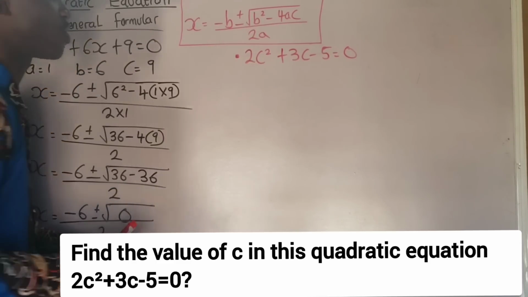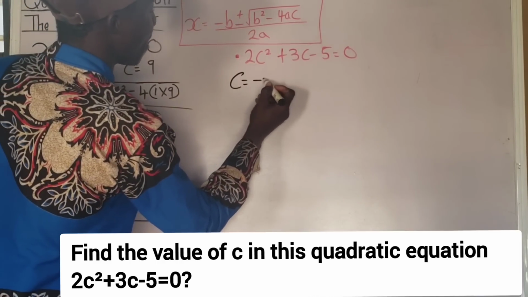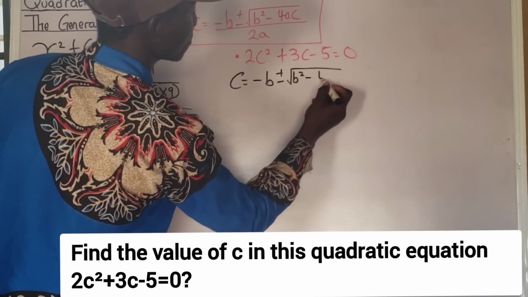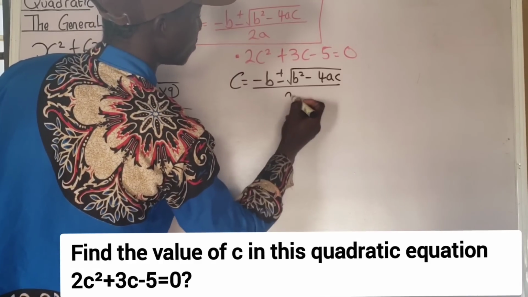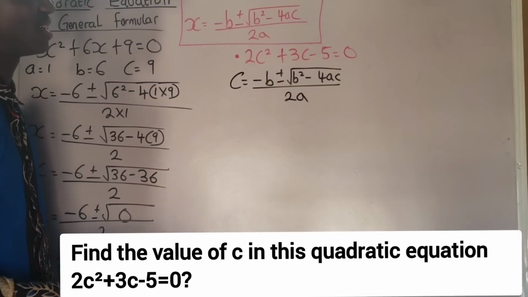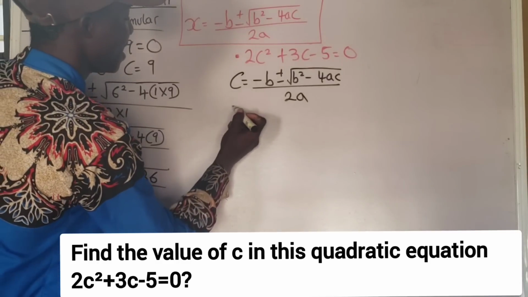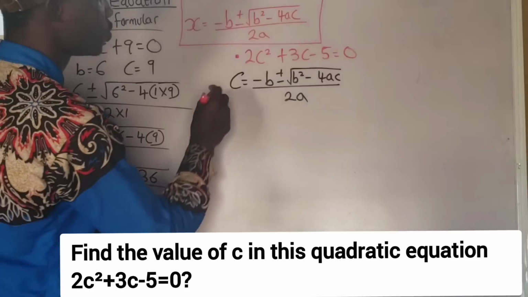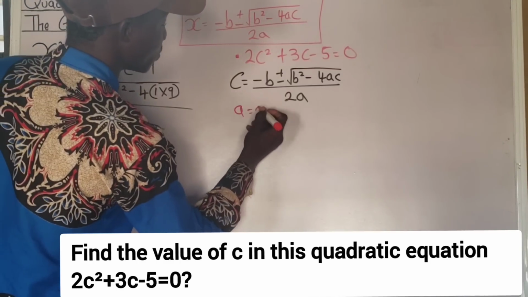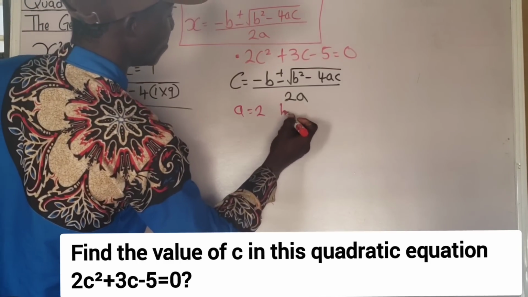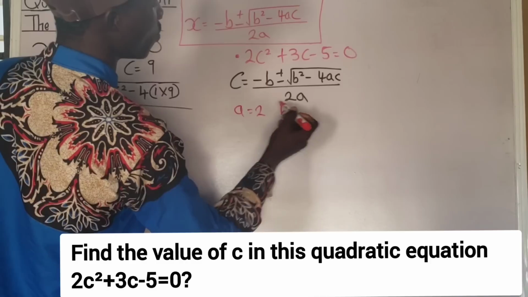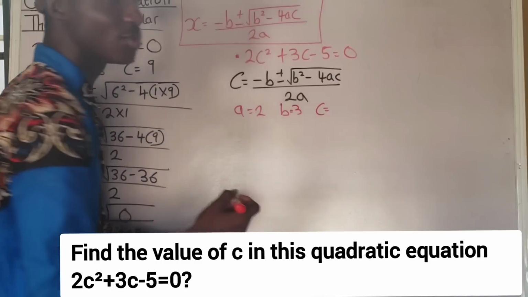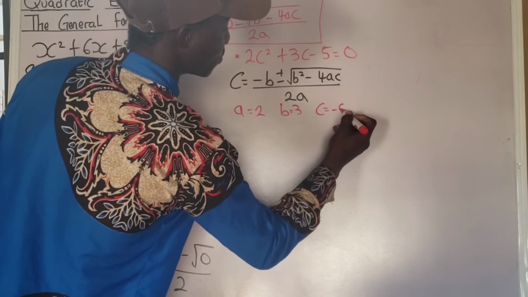So the general formula now becomes like this: c equals minus b plus or minus square root of b squared minus 4ac all over 2a. You understand? Okay, in this quadratic equation, a is the coefficient of c squared. The coefficient of c squared is what? 2. So a equals 2, and b equals what? The coefficient of c is b, so b equals 3, and c equals the constant term, which is what? Negative 5. So I'm going to have c equals negative 5.